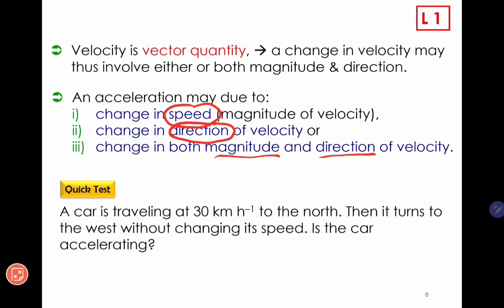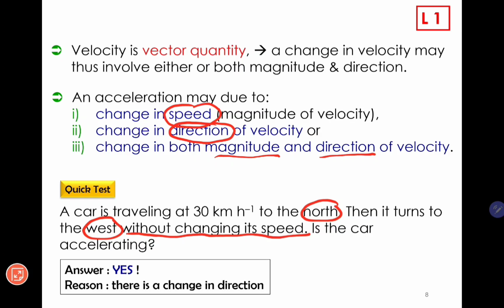Okay, so this is the quick test given. A car is traveling at 30 km per hour to the north. Then it turns to the west without changing its speed. Is the car accelerating? Alright, so now we just refer to the info given. Without changing its speed means that the magnitude is constant. But from north, the direction has changed to west. So by having changes in direction, we are talking about acceleration, isn't it? Alright, so the answer is yes. Reason: there is a change in direction.